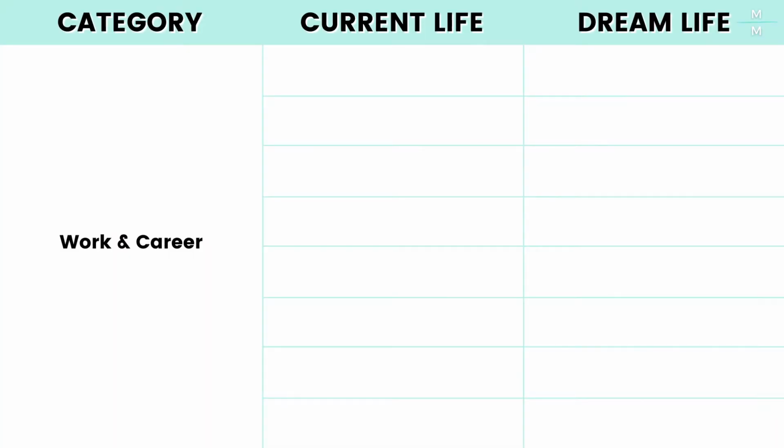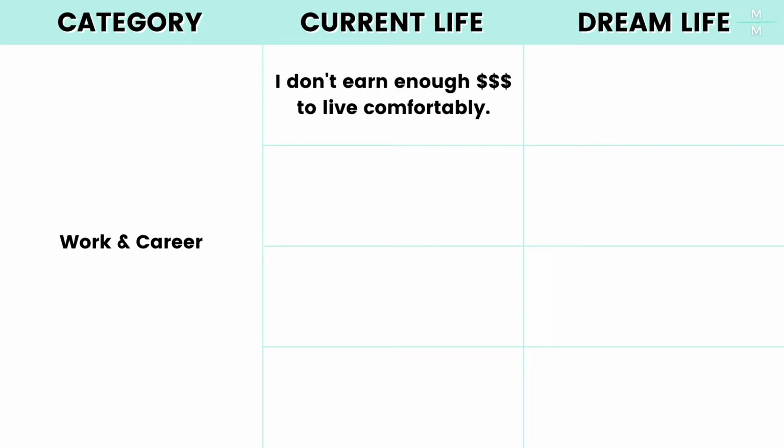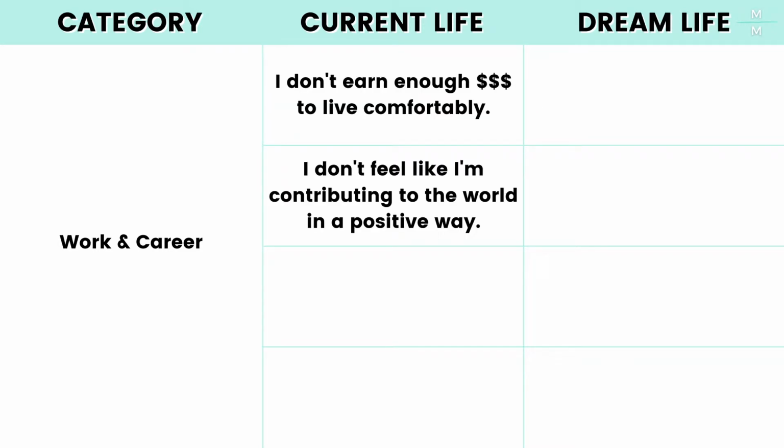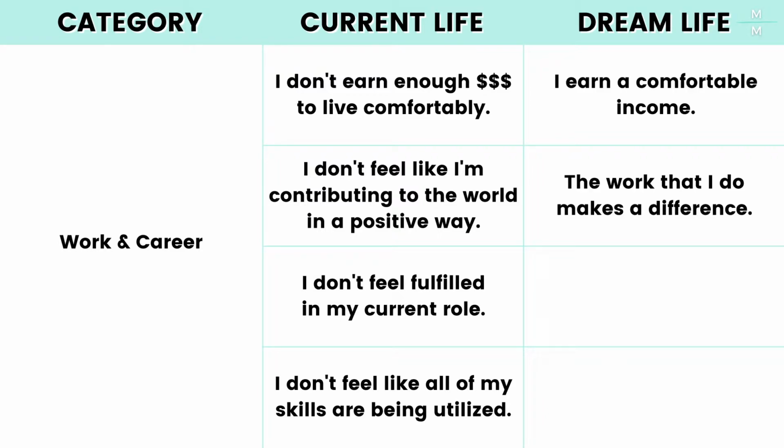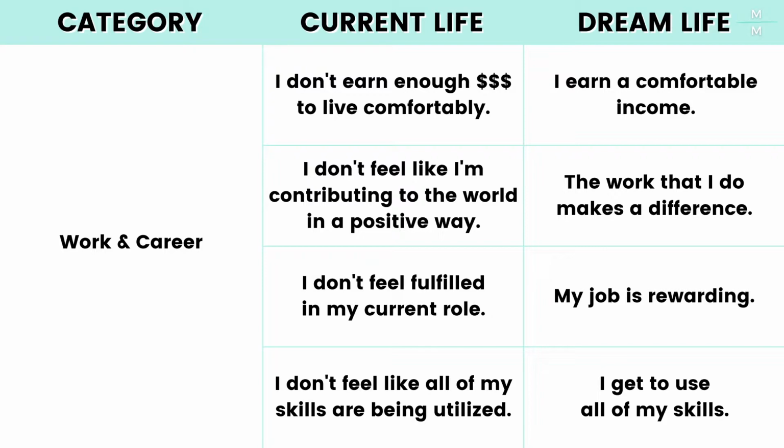From here, you can begin to make notes about things that are not currently working or that are causing you problems. For example, let's say in my current life, I don't earn enough money to live comfortably. Maybe I don't feel like I'm contributing to the world in a positive way. I don't feel fulfilled in my current role, and I don't feel like all of my skills are being utilized. In my dream life, I earn a comfortable income. I know that the work that I do makes a difference. I get to use all of my many skills, and the work that I do is always rewarding.